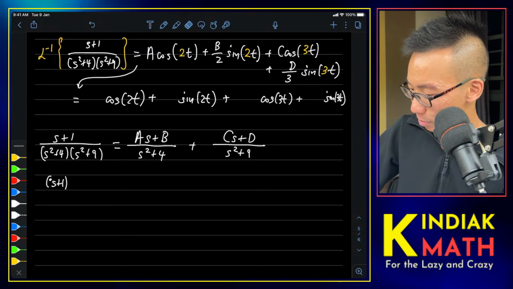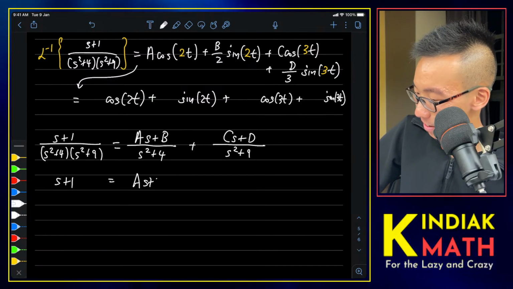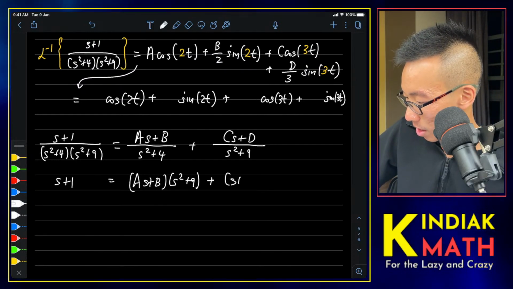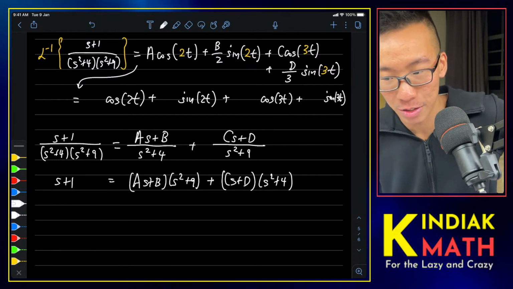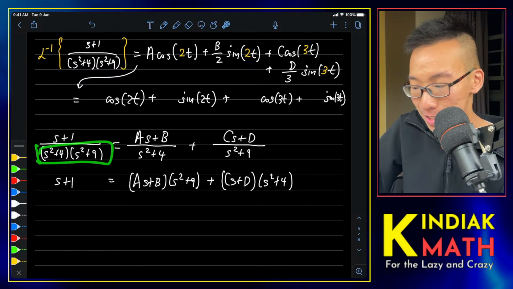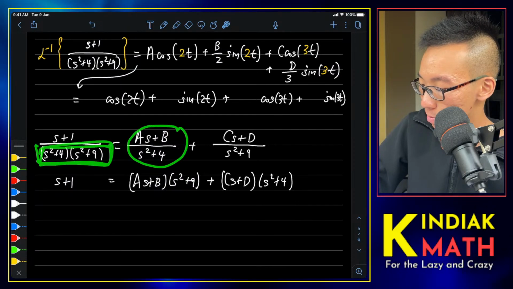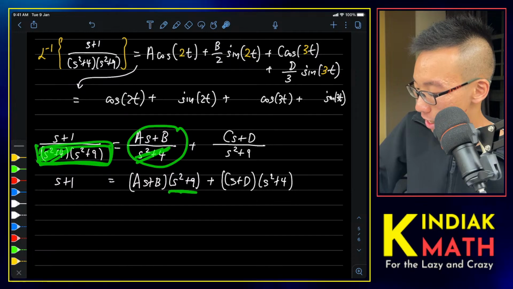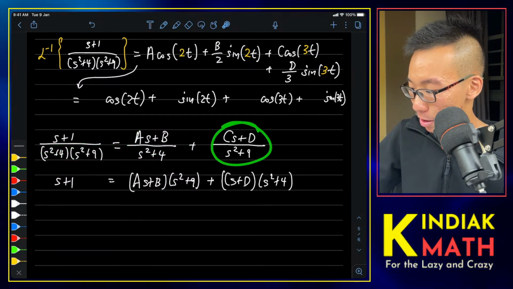On the left side, the denominator is clear. On the right side, we get that calculation over there. Essentially, we have multiplied this expression on both sides. So when this fraction multiplies with this term, the s squared plus 4's cancel out, and we have an excess of s squared plus 9. You can approach the similar idea with this part over here.